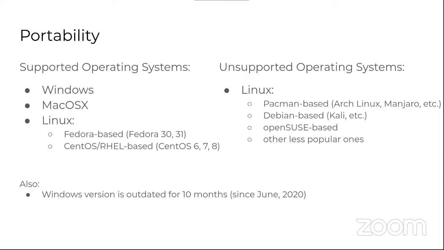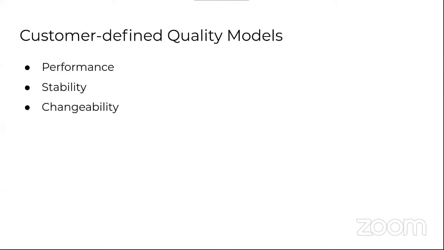We tested it on Manjaro and Kali in our team, which was half our team, and we couldn't use your product. But we could use it through Docker. And also, as we already said, the Windows version is outdated by 10 months, since June 2020. Also, there are some customer-defined quality models, such as performance, stability, and changeability.